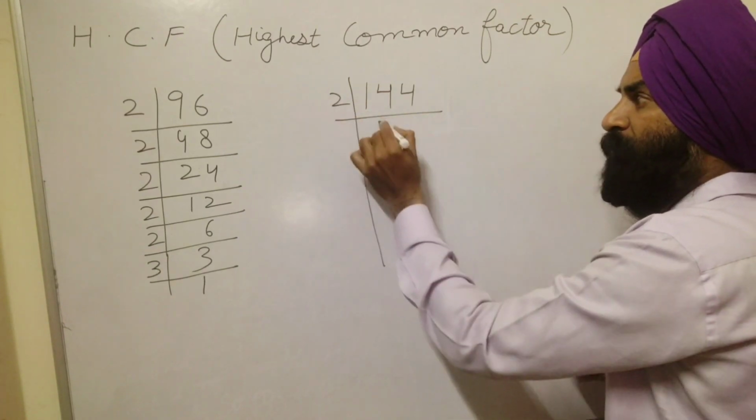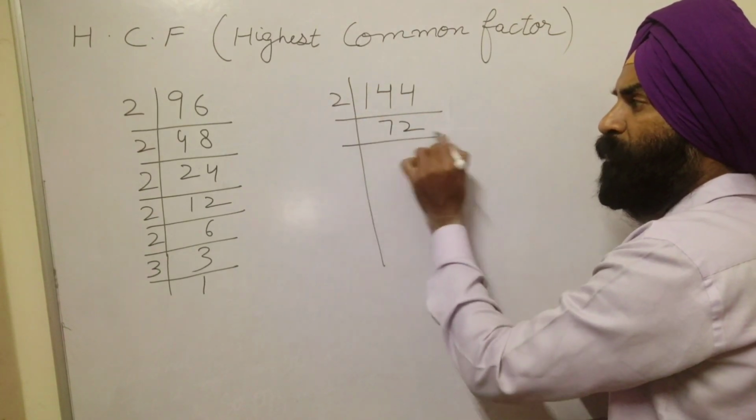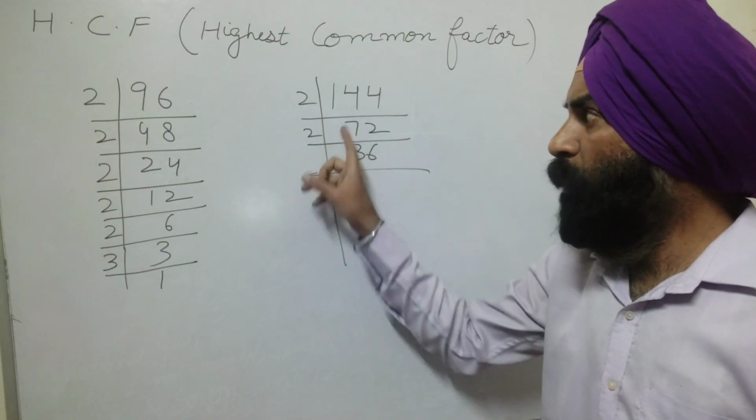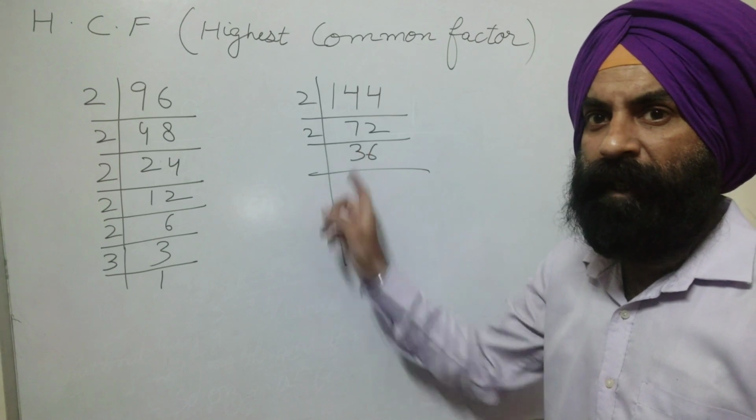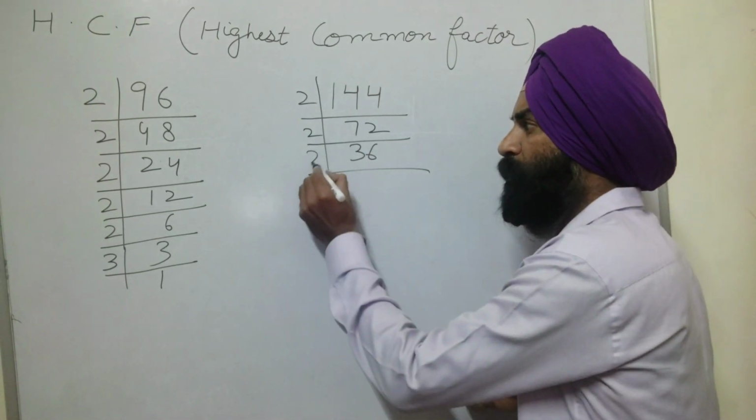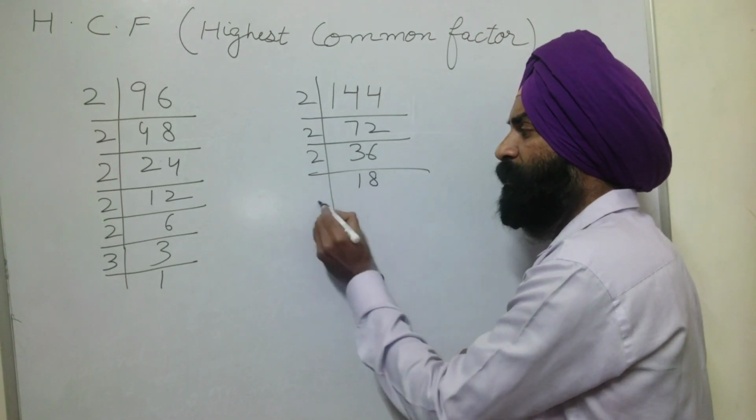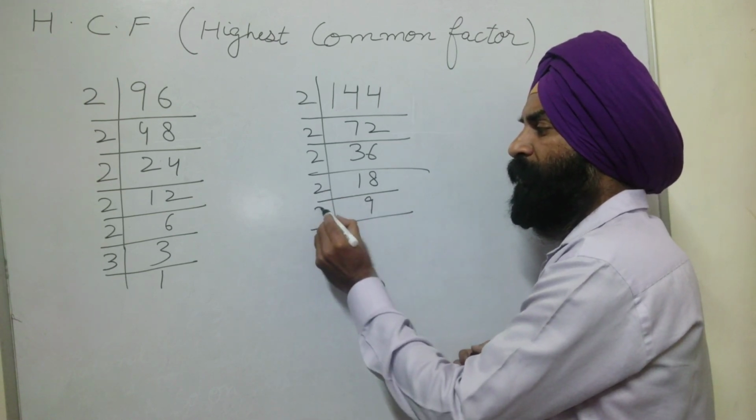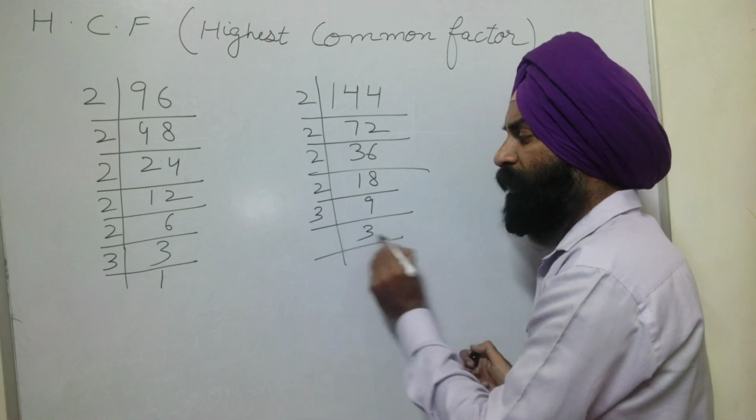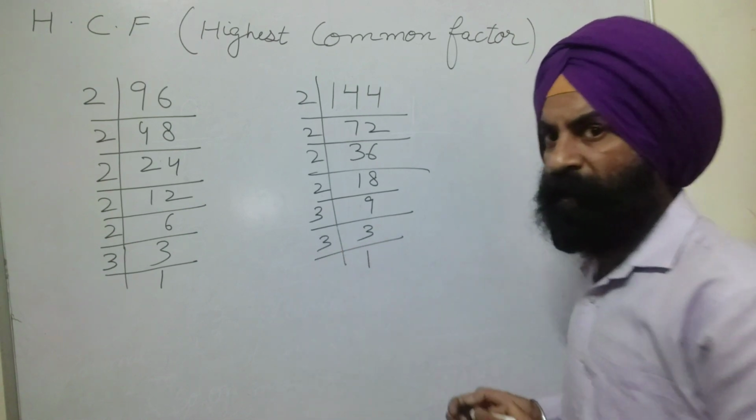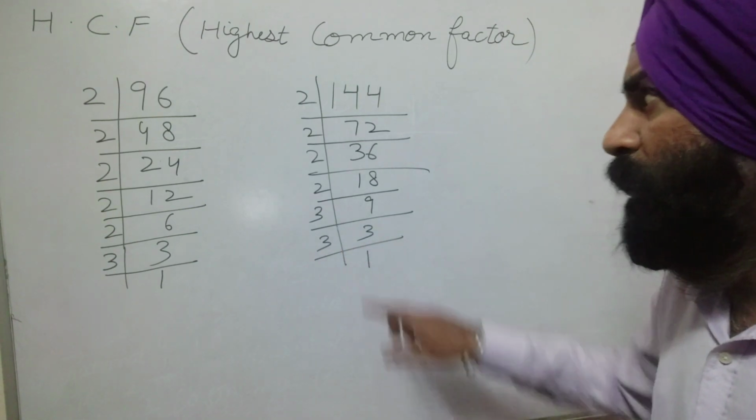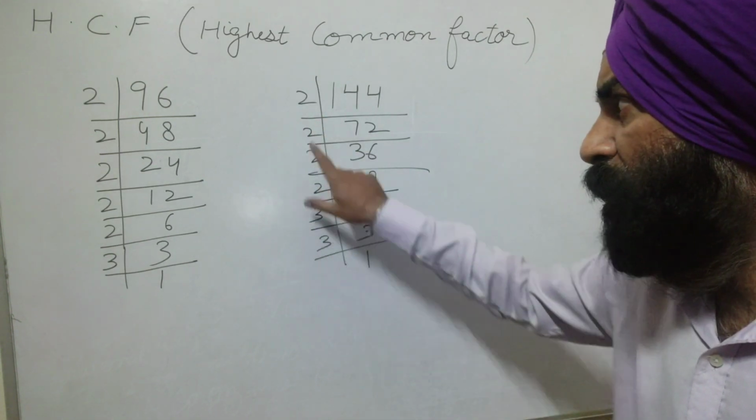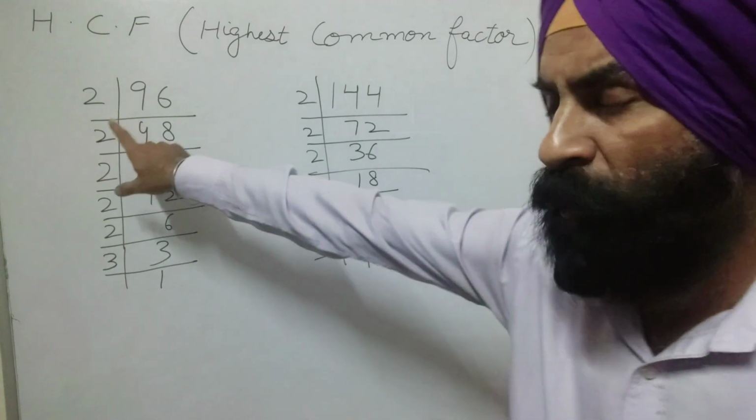2 times 72 is 144. 2 times 36 is 72. 2 times 18 is 36. 2 times 9 is 18. 3 times 3 is 9 and 3 times 1 is 3. So you need to take care that all the factors should be prime numbers. These all are prime, these also are prime.